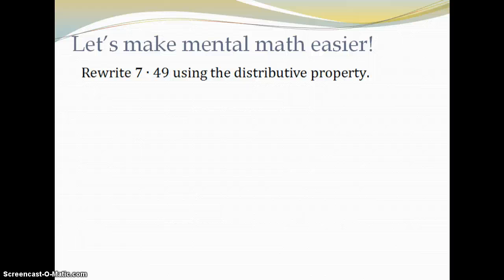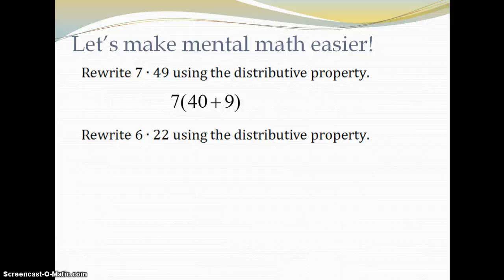We can rewrite 49 as 40 plus 9. Now if I asked you to distribute that, you could probably tell me what 7 times 40 was. You could probably tell me what 7 times 9 was, and then simplify down from there. It just becomes a little bit easier to do mental math, so that's one of the benefits of distributing.